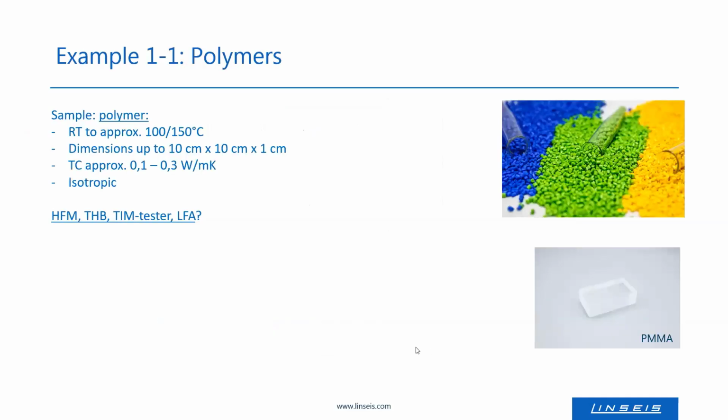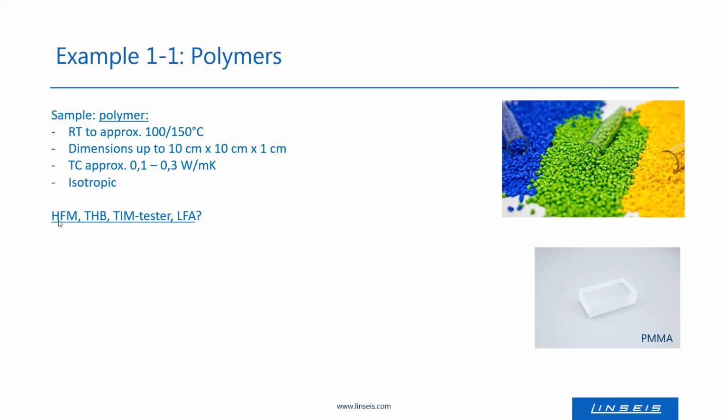So let's have a look at a couple of examples. The first example is a classical polymer application from room temperature to 100 or 150 degrees, which is often the melting point of the polymer. Sample can be prepared, let's say, in the size of approximately 10 by 10 centimeters and a thickness of 1 centimeter. So this would be such a block, for example. And thermal conductivity of a usual polymer is in the range of 0.1 to 0.3 watt per meter Kelvin. And the polymer is isotropic.